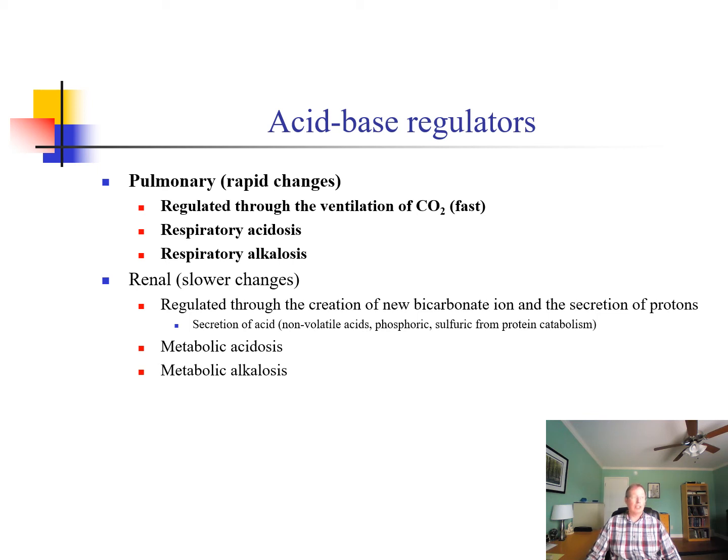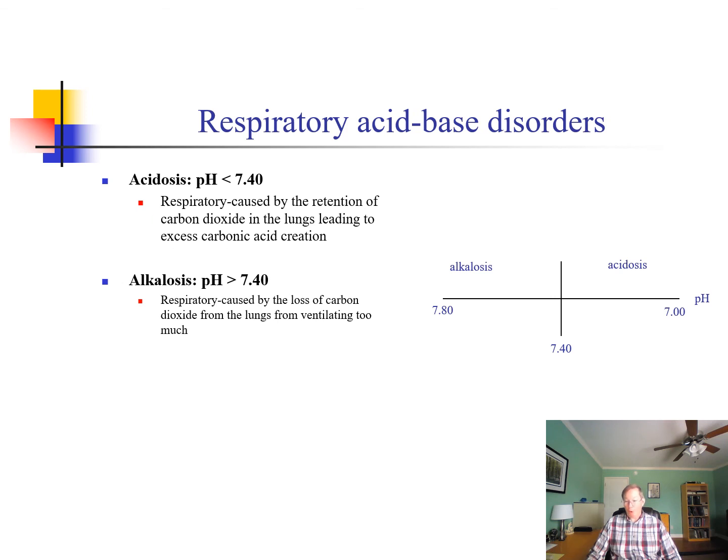We also talked in that interpretation of arterial blood gases about the renal changes, which are slower, which are regulated through creation of new bicarbonate and secretion of protons, and that's discussed in the other video on acid-base disorders. So, pictorial kind of thing, 7.40 is my set point. Anything with a pH less than that is acidosis. Anything greater is alkalosis.